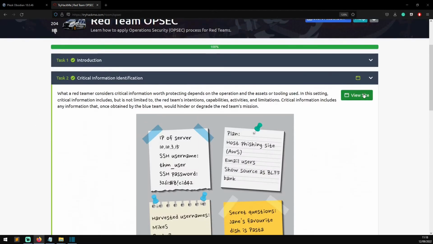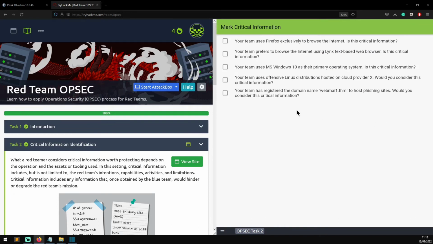Let's have a look. So it asks you to specify what is critical information. Your team uses Firefox exclusively to browse the internet. Is this critical information? I'd say no, because Firefox is quite a common browser. Most people use it. Your team prefers to browse the internet using Lynx's text-based browser. Is this critical information? I'd say yes, because that would be very specific.